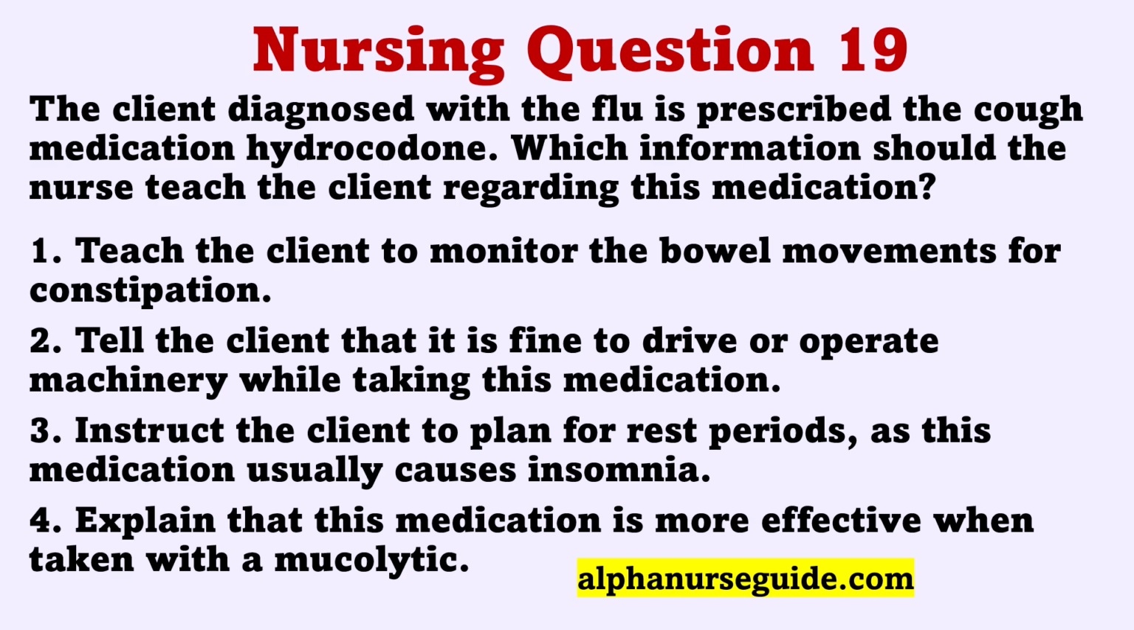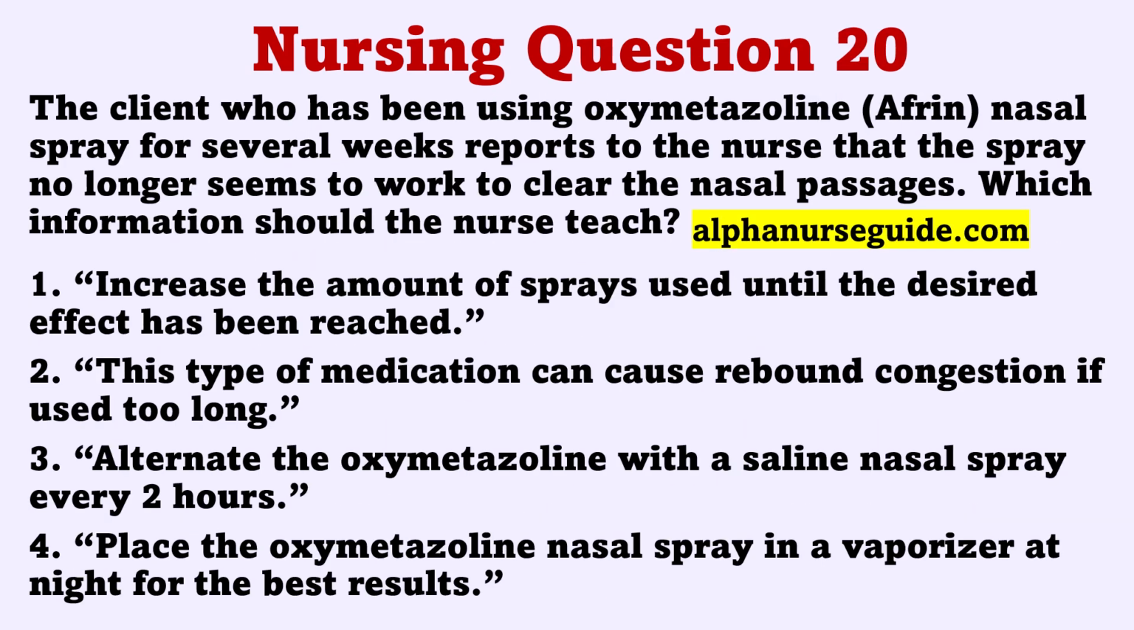These are opposite-acting medications. The client who has been using oxymetazoline nasal spray for several weeks reports to the nurse that the spray no longer seems to work to clear the nasal passages. Which information should the nurse teach? 1. Increase the amount of sprays used until the desired effect has been reached. 2. This type of medication can cause rebound congestion if used too long. 3. Alternate the oxymetazoline with a saline nasal spray every 2 hours. 4. Place the oxymetazoline nasal spray in a vaporizer at night for the best results.